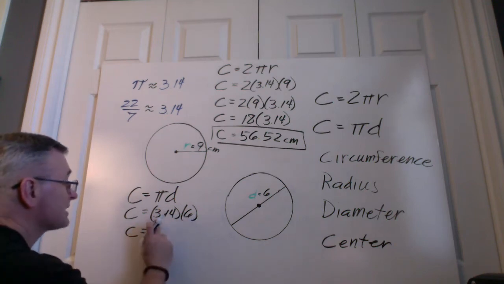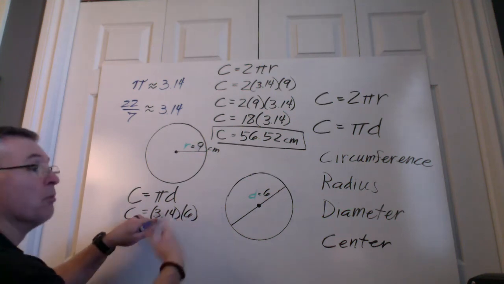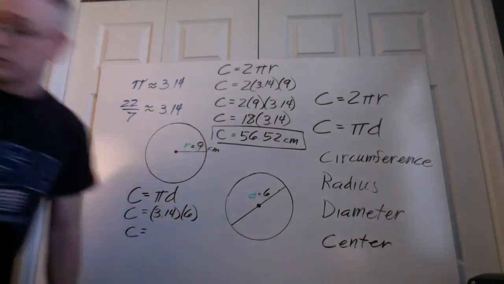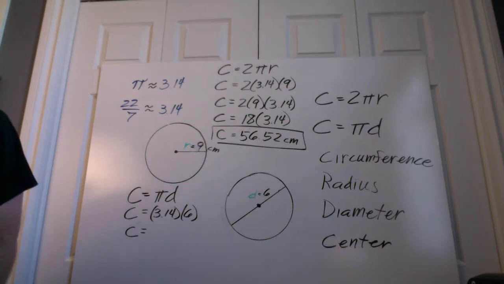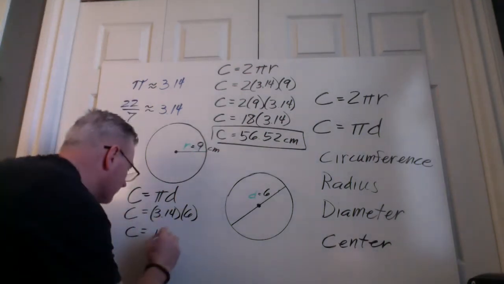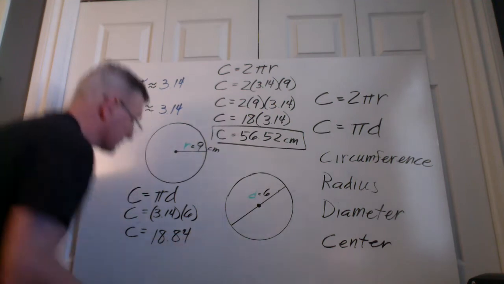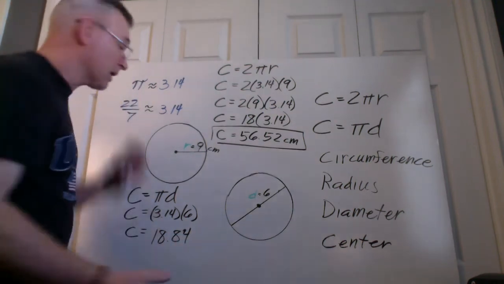3 times 6 is going to be 18, and then this right here is going to make it a little more than 18. So when I get my answer, I already know kind of where we're going. 3.14 times 6 is 18.84. So I was expecting to get an answer a little more than 18, and I did. Probably where I want to be.